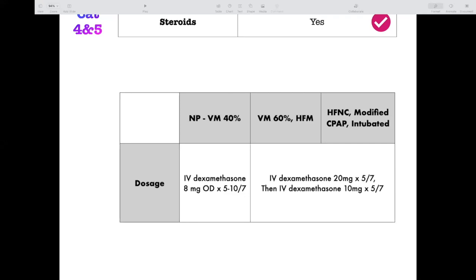If the patient's oxygen requirement needs Venturi mask 60%, high flow mask, high flow nasal cannula, or modified CPAP, or even the patient is intubated, we need to start high dose of IV Dexa of 20 mg OD for 5 days, followed by IV Dexa 10 mg OD for another 5 days.